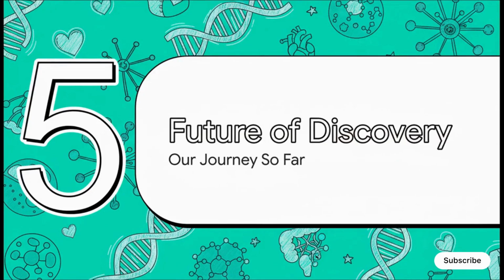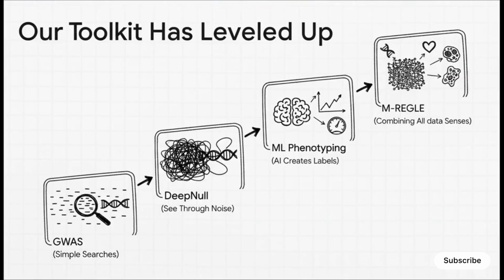So what a journey, right? We've basically watched the scientific toolkit for understanding our DNA level up again and again, with each new idea building on the one before it. I mean, think about it. We went from those early, simple searches with GWAS to getting a whole lot smarter about seeing through the biological noise with DeepNull. Then we took a huge leap and let the AI create its own, much better labels. And finally, we taught it to combine all its senses with MREGLE. Every single step has peeled back another layer of the onion, getting us closer to the real biology underneath.